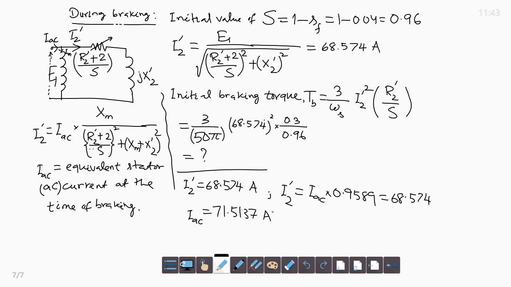Then direct current to be fed to the stator, for one connection it is square root of 1.5 times IAC. So, you can find out, and for another circuit connection it is root 2 times IAC. So, IAC is determined, and you can find out these direct currents to be fed to the stator.